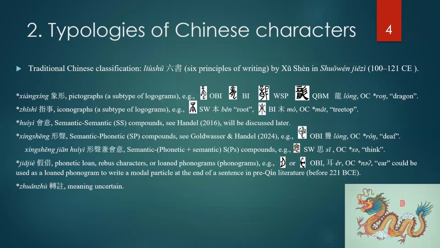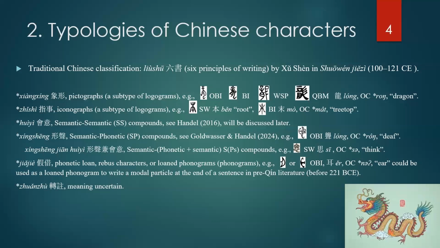The second principle, 指示 or iconographs, is also a subtype of logograms. For example, the sign for root, cited from the small seal script in 说文解字, is depicted by adding a stroke on the bottom of the sign tree to indicate the location of the root. Likewise, a stroke is added to the top of the tree to record the word treetop.